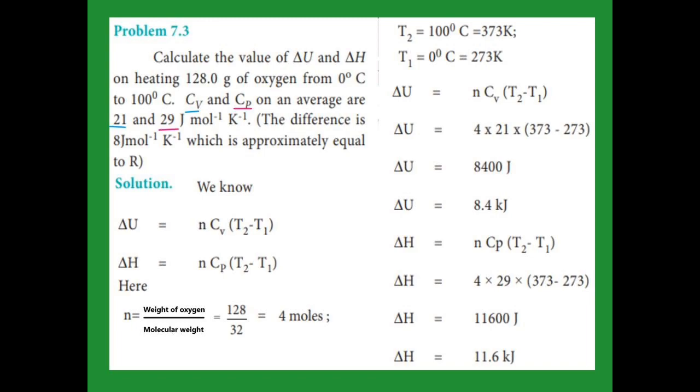Then substituting the temperature value, Cv value and number of moles in delta U, we get the answer 8400 joule. Kilojoule means divided by 1000, so we get 8.4 kilojoule for delta U. The delta H formula is n into Cp into T2 minus T1. N value is 4, Cp value given in the problem is 29, and substituting T2 minus T1, we get 11,600 joule. Calculating in kilojoule, divided by 1000, we get the answer 11.6 kilojoule for delta H value.